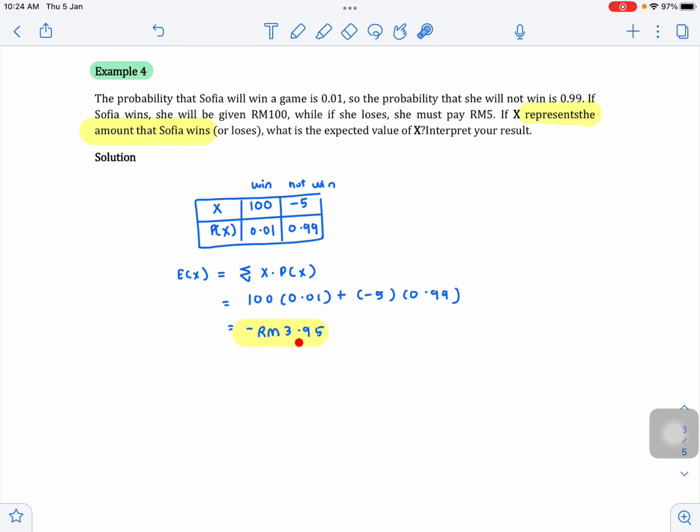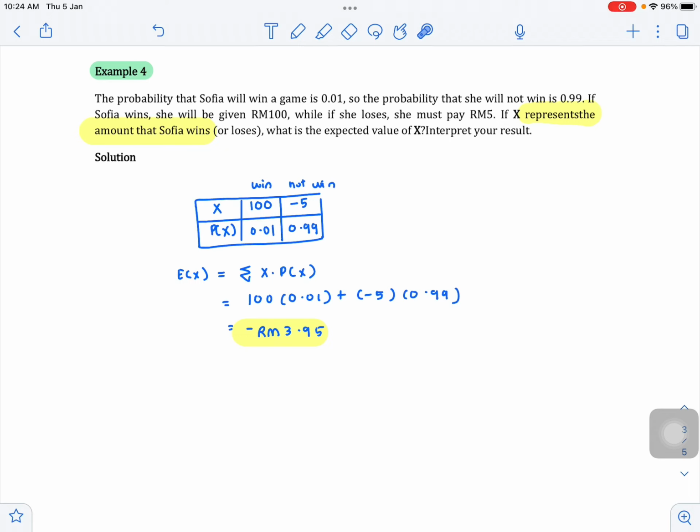The question asks you to interpret your result. So how can you say, based on this negative value, that if Sophia plays the game, she will lose 3 ringgit 95 cent? So Sophia will lose 3 ringgit 95 cent instead of getting money if she plays the game. So this is the expected value of playing the game, considering the situations of win and also not win.